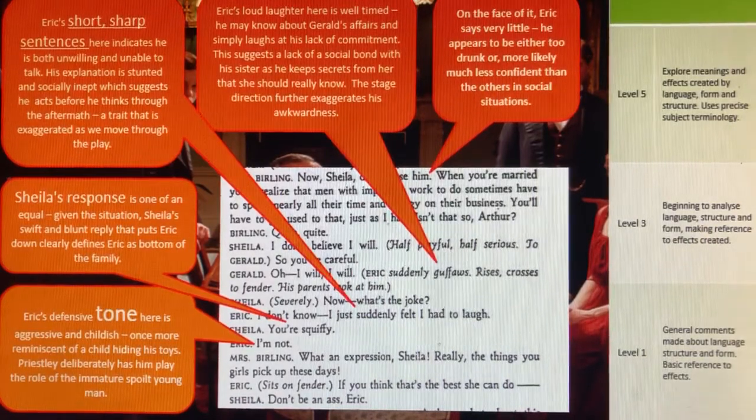Now, by looking at these notes and the marking criteria on the right, you can see I've begun to explore meanings and effects created by language, the form, and this extract structure. Now, subject terminology isn't very strong in these notes, but certainly I've used some. I've used the word "childish" here to describe his tone, and I've looked at short, sharp sentences. So as far as the examiner is concerned, I have covered a range of accurate subject terminology.